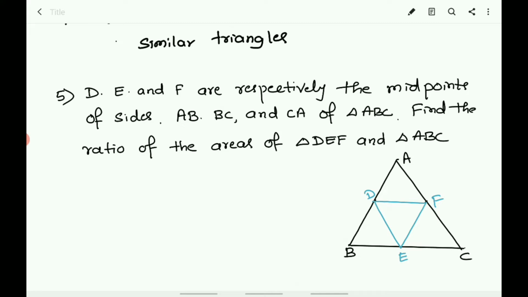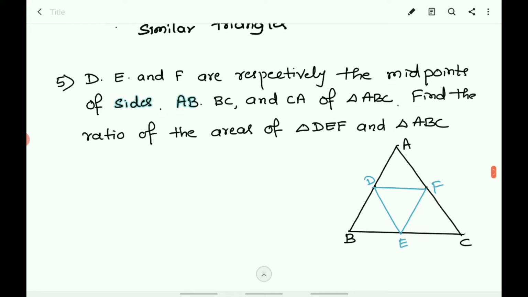Now here it is said that D is a midpoint of AB and E is a midpoint of BC and F is a midpoint of AC. As they are midpoints, DE, EF and DF are the lines joining the midpoints of two sides of the triangle, and naturally each is parallel to the third side.